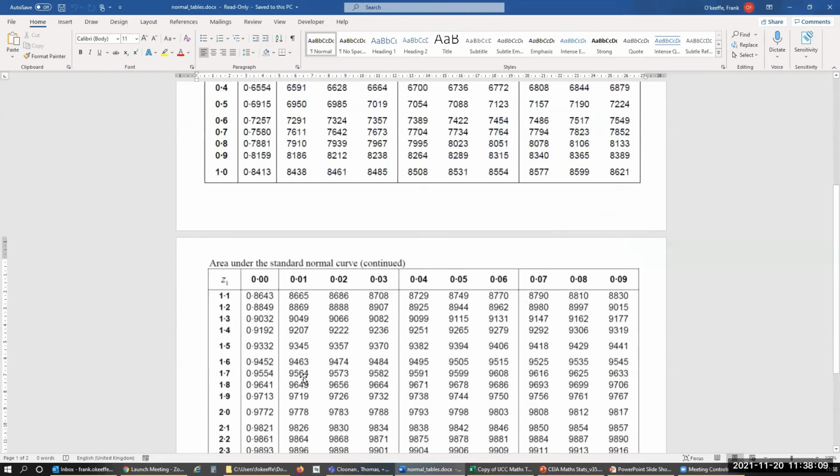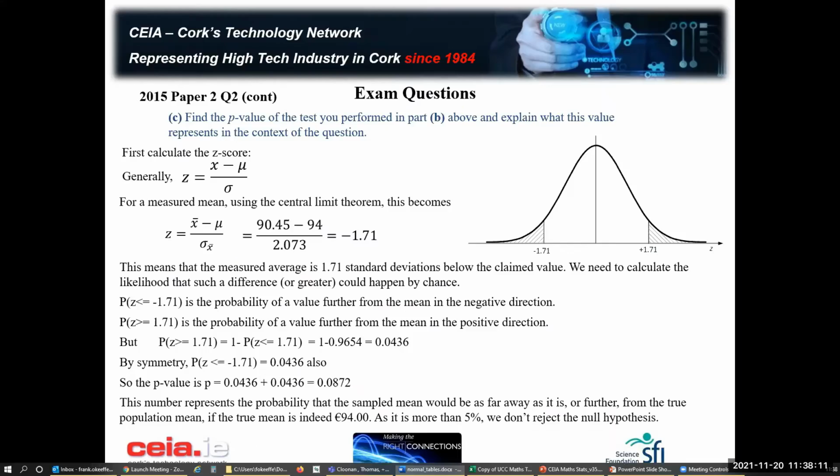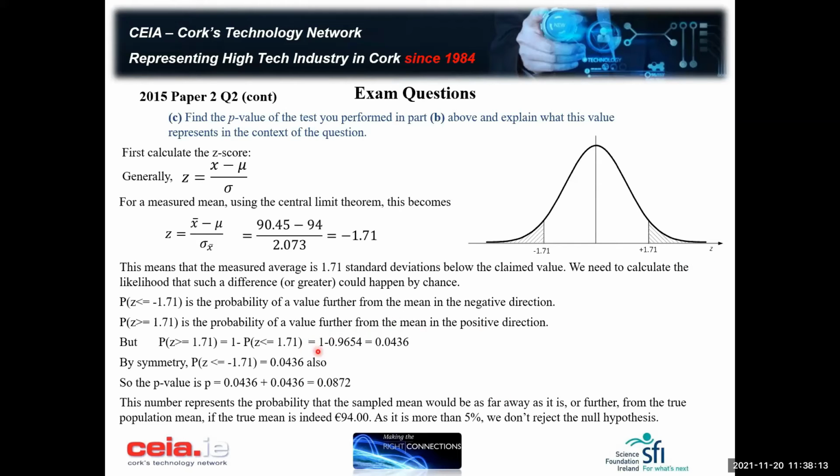It's here, it's 0.9564. So this area here is 1 minus 0.9564, it's 0.0436, this area. But by symmetry, you can say that this area is the same. So you add the two of them up, you get 0.0872, and that is the p-value they've asked you for.